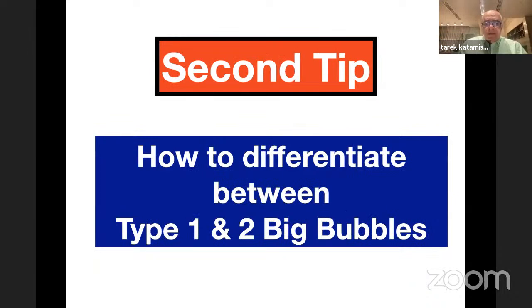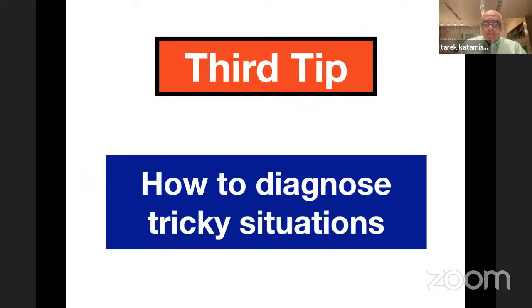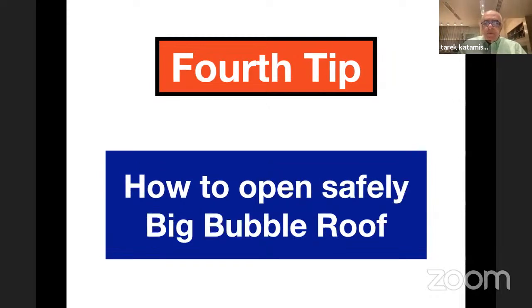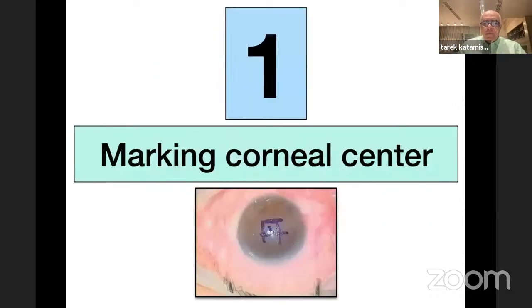The second group of tips is how to differentiate between type 1 and type 2 big bubbles. The third group is how to diagnose some tricky situations, like, for example, a collapsing big bubble and premature opening of the big bubble roof. The fourth group of tips is how to open the big bubble roof safely. So I will speak about all these tips during my demonstration of every step in the operation.